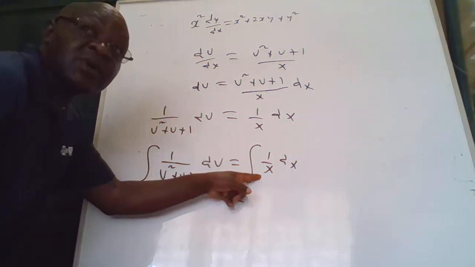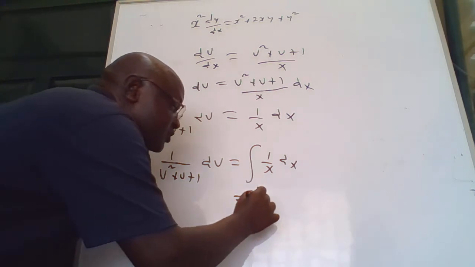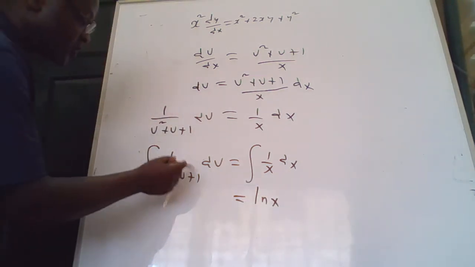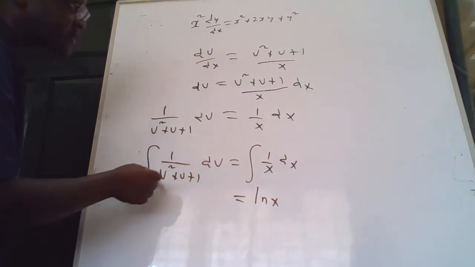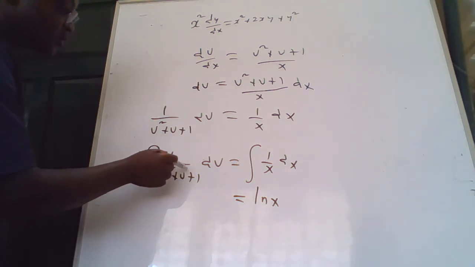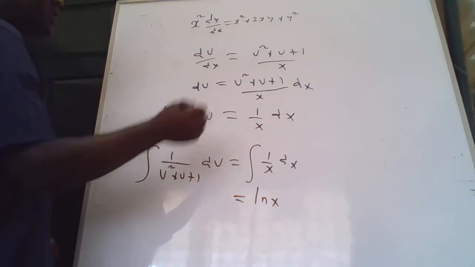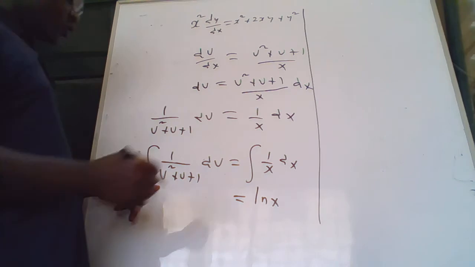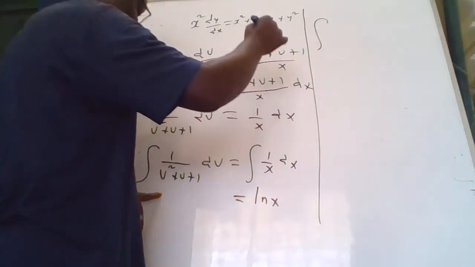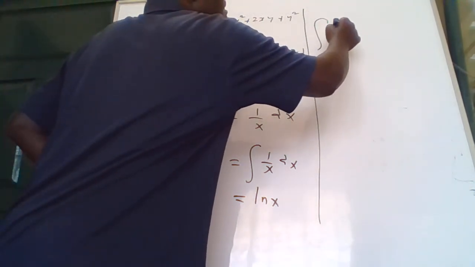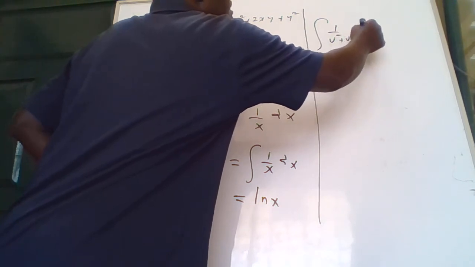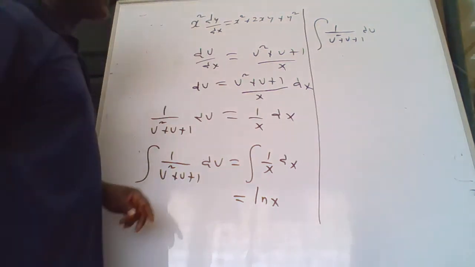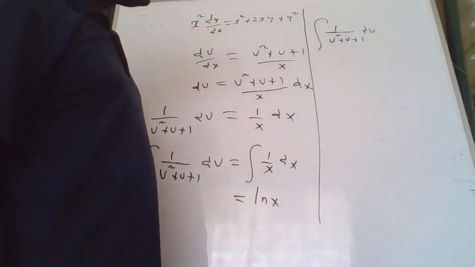Now when you integrate 1 all over x, you get ln of x. Now we want to integrate this. We want to integrate this. Let's work it out there. The integral of... we want to integrate that.